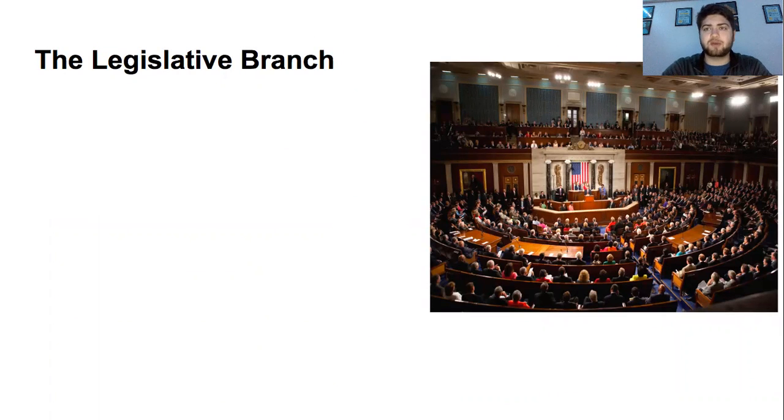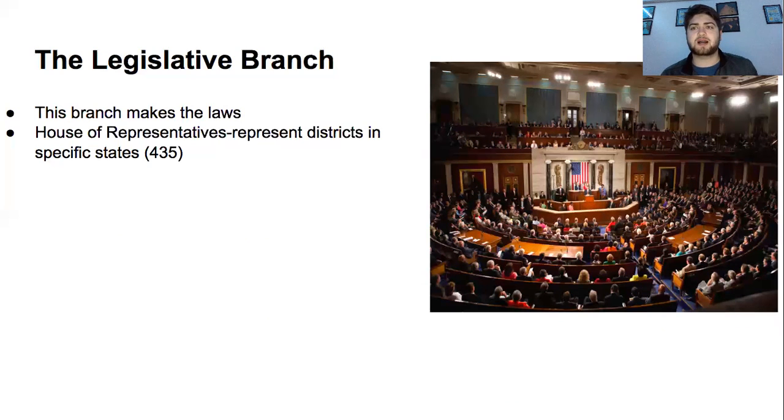So our first branch of government that we want to understand is the legislative branch. This branch makes the laws of the United States. This branch is also known as Congress, important to understand. And there are two parts that make up this legislative branch or Congress. Number one is the House of Representatives. These people are elected representatives that represent specific districts in states. There are 435 total districts, meaning 435 total members of the House of Representatives.